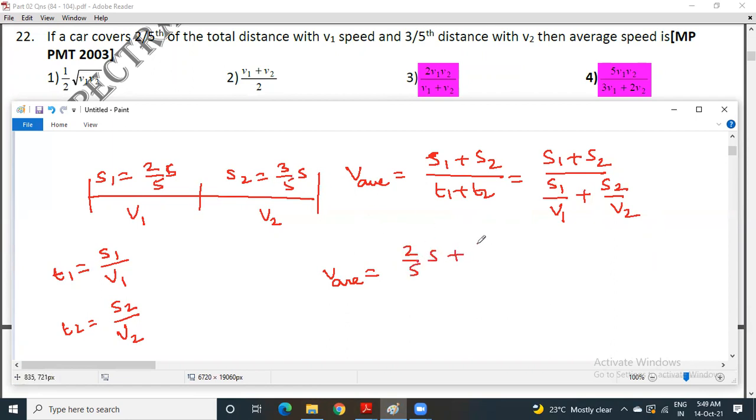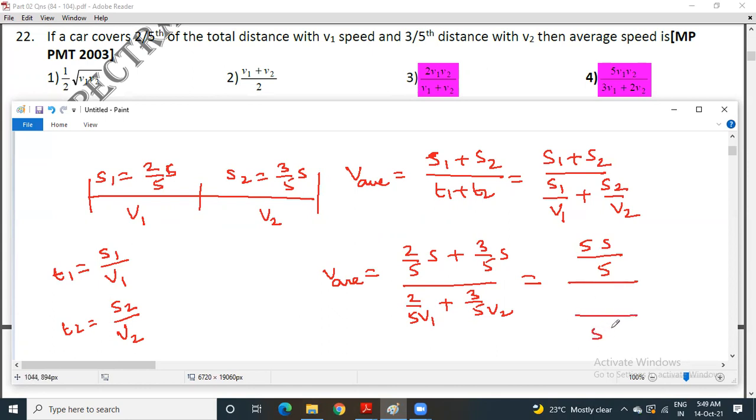s2, how much is that? 3 by 5 of s whole divided by. If you join them again, you will get s. And s1 is 2 by 5 multiplied with v1. s2 is 3 by 5 multiplied with v2. So 5 is the LCM here. Again, you will get 5s here whole divided by 5 v1 v2, LCM here for the denominator part.